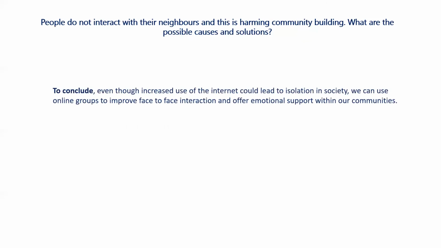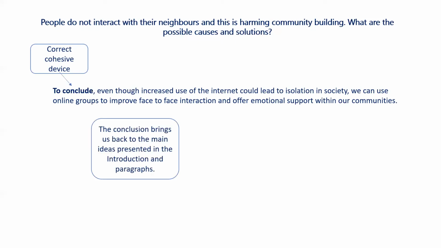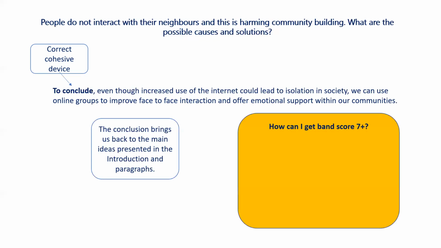The advanced band score: "To conclude, even though increased use of the internet could lead to isolation in society, we can use online groups to improve face-to-face interaction and offer emotional support within our communities." So he's used the correct cohesive device, and the conclusion brings us back to the main ideas presented in the introductions and the paragraphs. So what can we learn from the advanced band score?